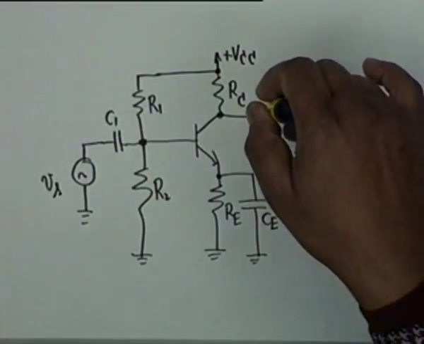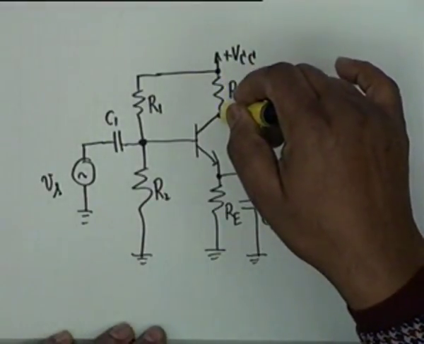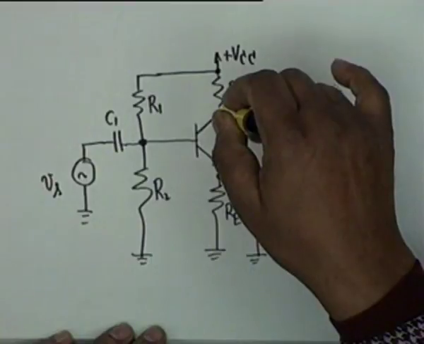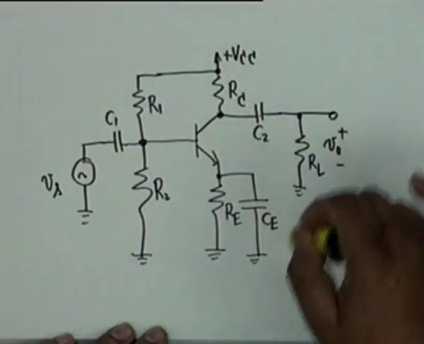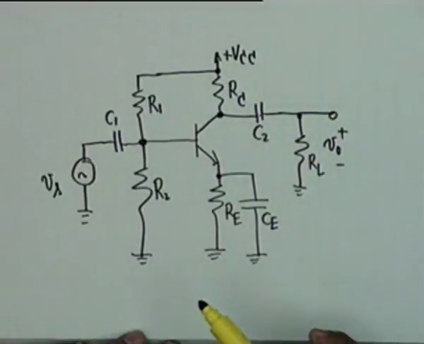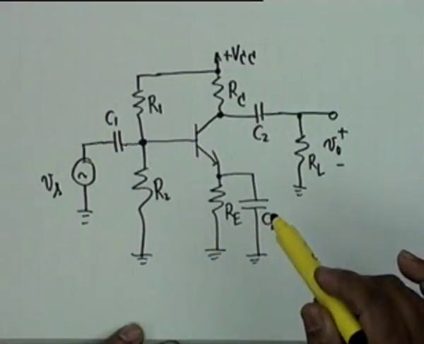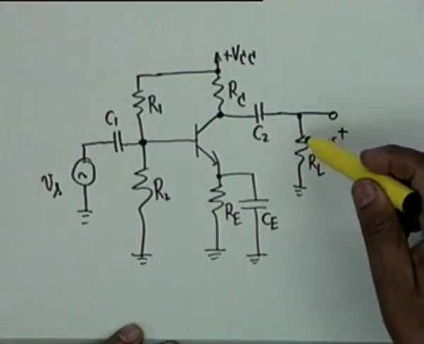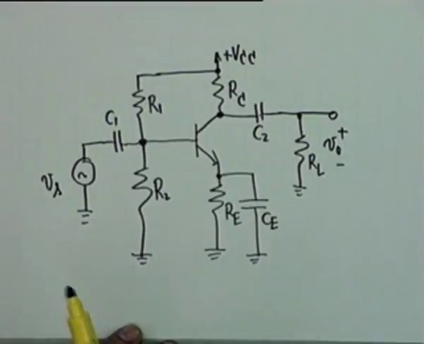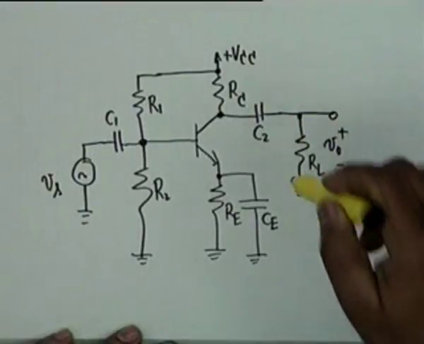Sorry. If the capacitor C2 is not there, then the current through R sub C will partly flow through the collector and partly through RL. We don't want that. For example, this RL could be a loudspeaker, if it is an audio amplifier. If the DC passes through the loudspeaker, the magnet may get into saturation, and therefore it may not respond to the signal. We don't want DC to pass through the load.